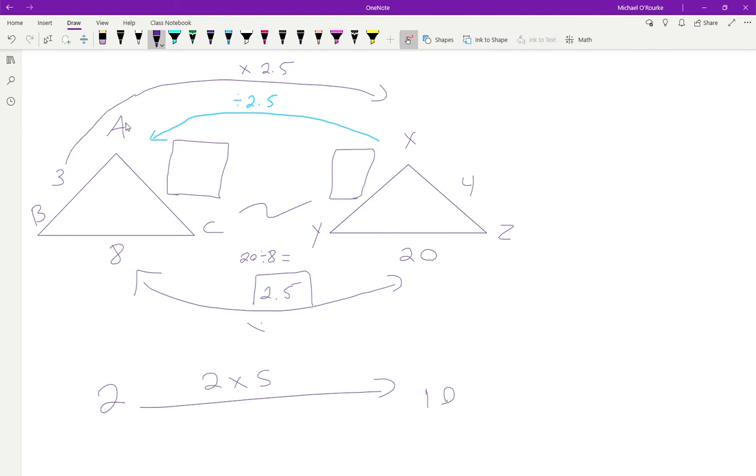Okay? So for this one, 3 times 2.5 is going to equal 7.5. And coming back this way, 4 divided by 2.5 equals 1.6. Does that make sense to people?